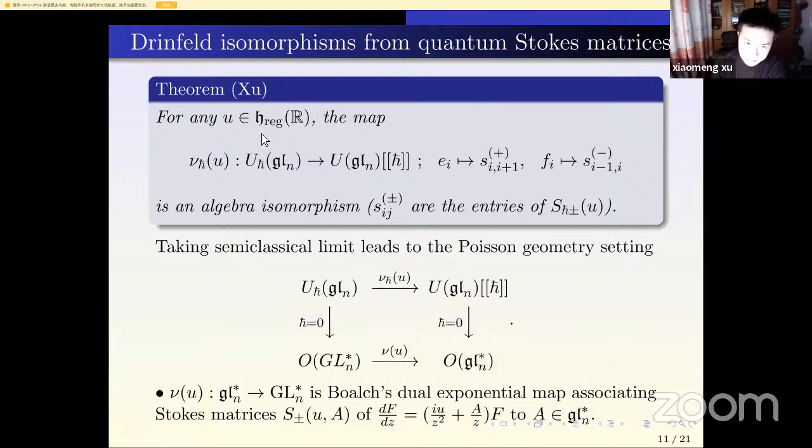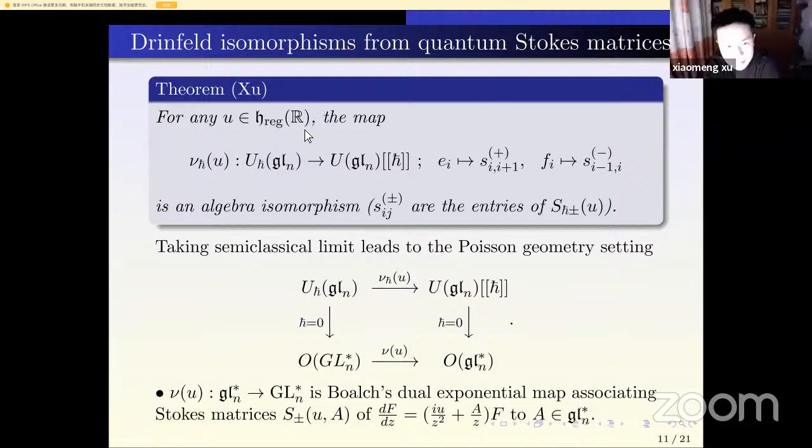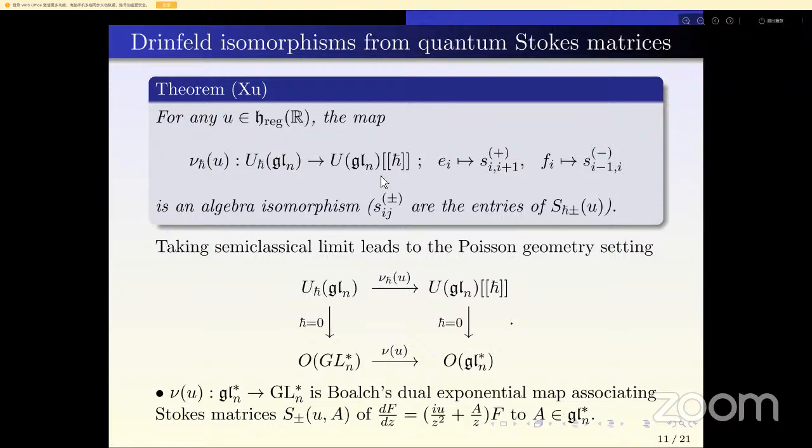So basically this space has a so-called wonderful compactification. When u goes to the caterpillar point, this map will become the Appel-Gautam isomorphism. Yeah. So roughly speaking, for some special u, it will recover their isomorphism.